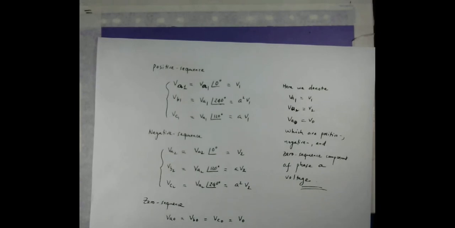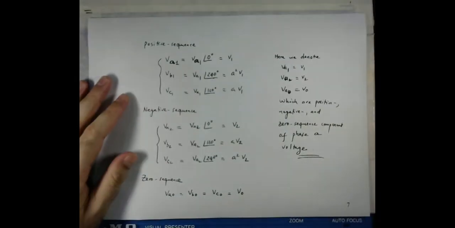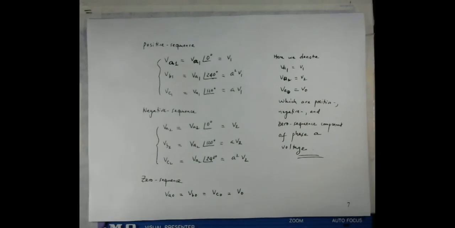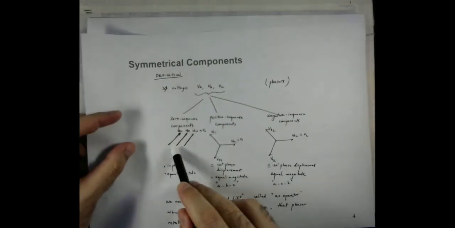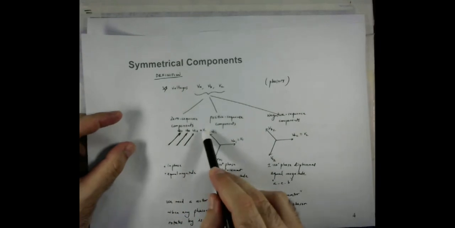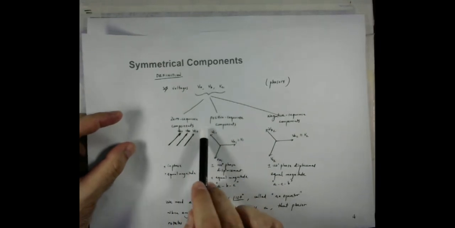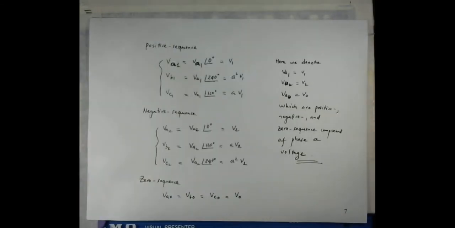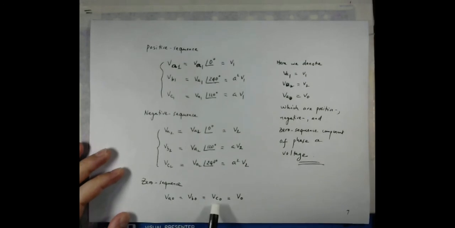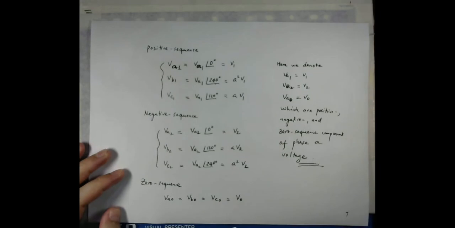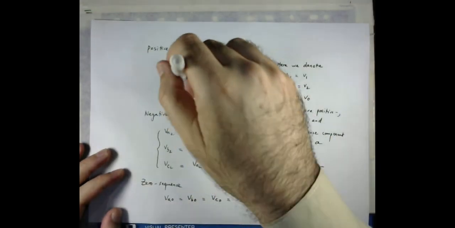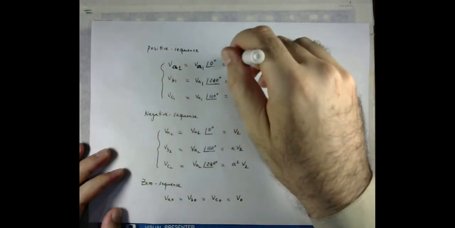Now the zero sequence: as all three are in phase, VA0 will be equal to VB0 and VC0. They have equal magnitudes, and we represent them with V0. So they are in phase, and we don't need the operator A here. The zero sequence has equal magnitude and they are in phase. They are not phase shifted. They are in-phase quantities with equal magnitude. Once again, the magnitudes of the components here are equal.